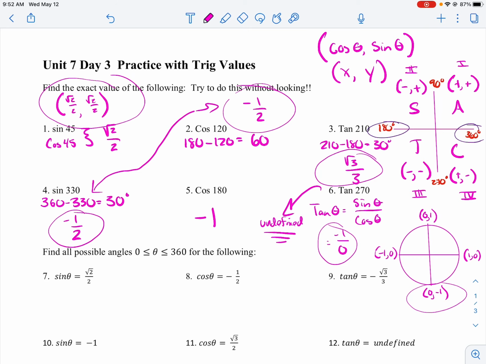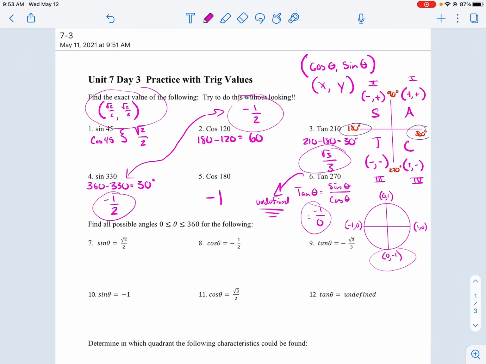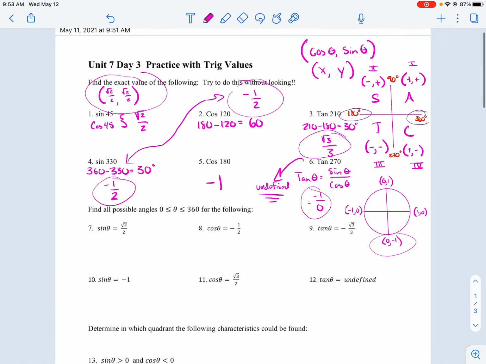So if you were to type the tangent of 270 degrees into your calculator, you would get an error. Okay, let's continue on here.